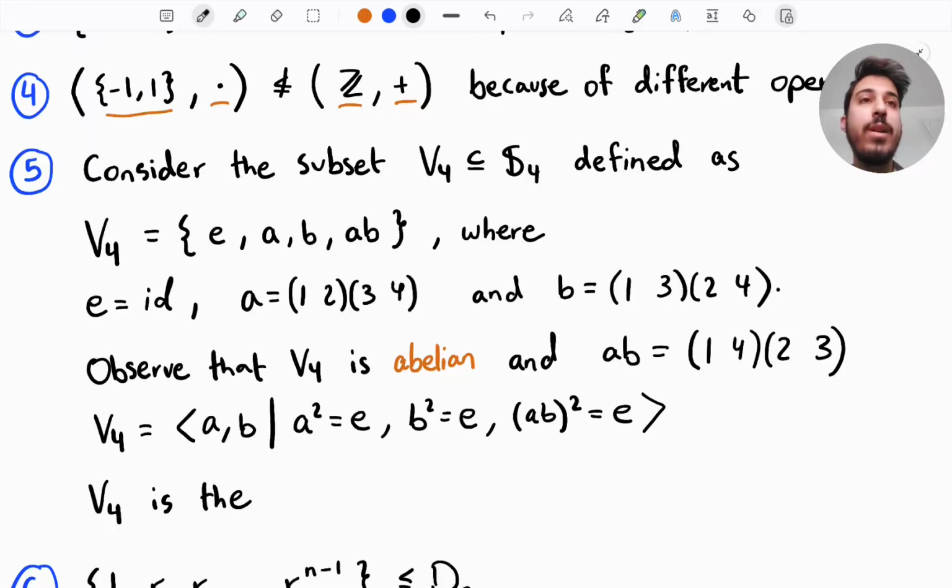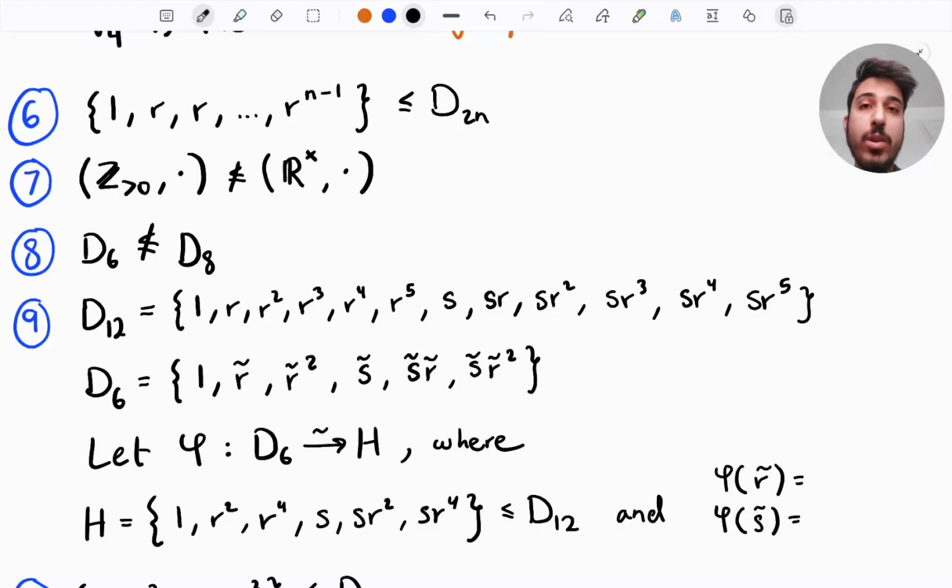So V4 has a special name and we call it the Klein 4 group. And that is example number 5. The next set of examples will concern the dihedral groups, which we covered in lesson 4, which I also recommend you check out.